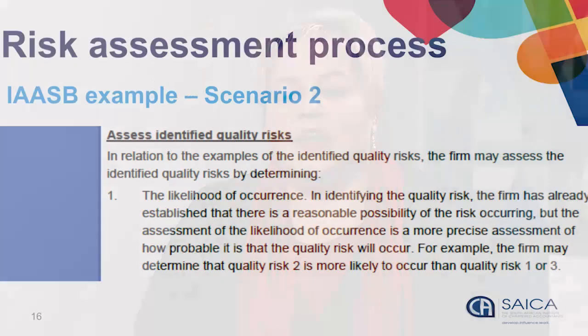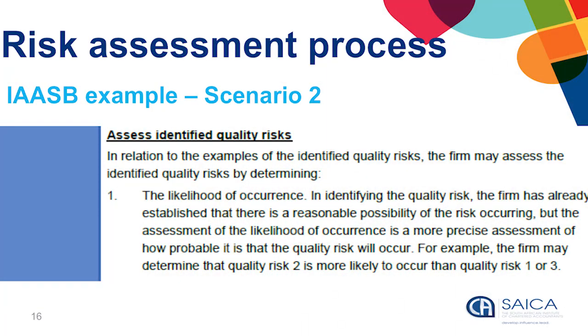So now we've identified the quality risk. How do we then go about assessing it? It is important that each and every quality risk will have to be assessed in relation to the rest of the identified quality risks within that firm. So the firm will take all of the quality risks into account and assess the identified quality risks by determining the likelihood of occurrence, as we've already discussed.